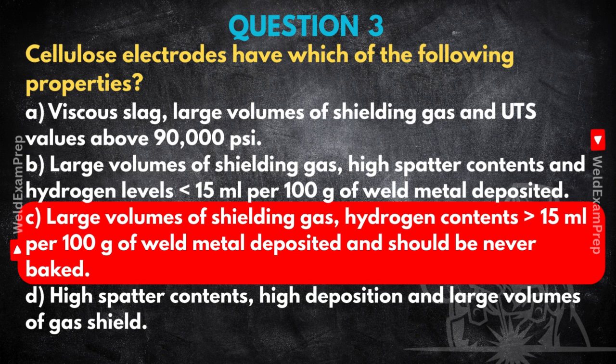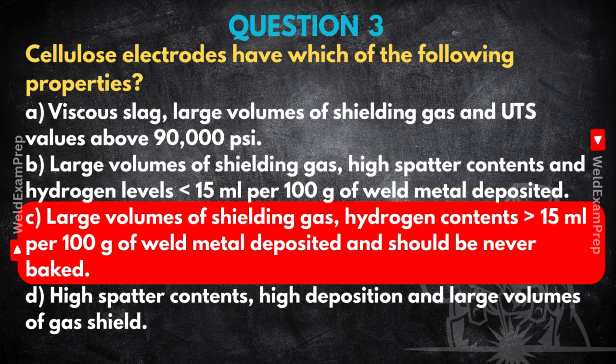Second, and this is super important for quality control, high hydrogen content, specifically more than 15 milliliters per 100 grams of deposited weld metal. The burning cellulose generates hydrogen. While that helps the arc, it also means these electrodes introduce a lot of diffusible hydrogen into the weld area. That hydrogen can cause cracking, hydrogen-induced cracking, or HIC, in certain steels if you're not careful. It's a defining feature you have to manage.